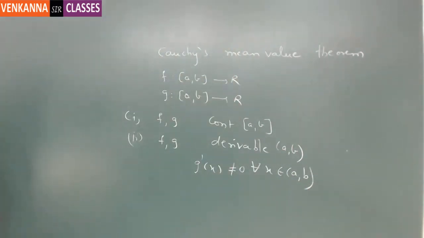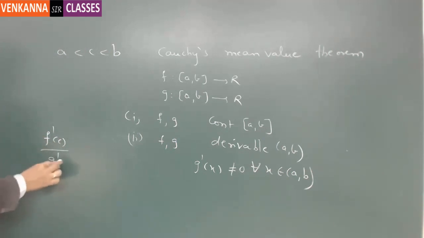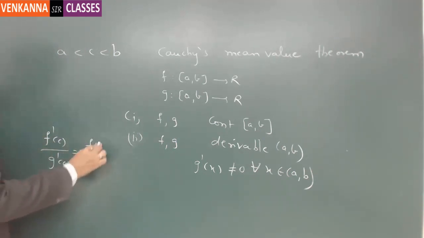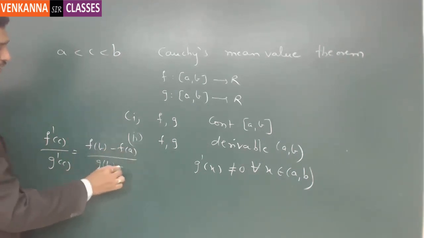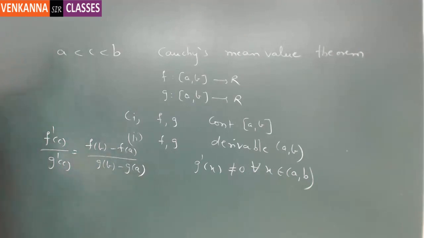If these three conditions are satisfied by the functions f and g, then Cauchy's mean value theorem states that you are going to find a point c lying between a and b such that f dash of c by g dash of c is equal to f of b minus f of a by g of b minus g of a. That was the condition. So please take a note of this condition.